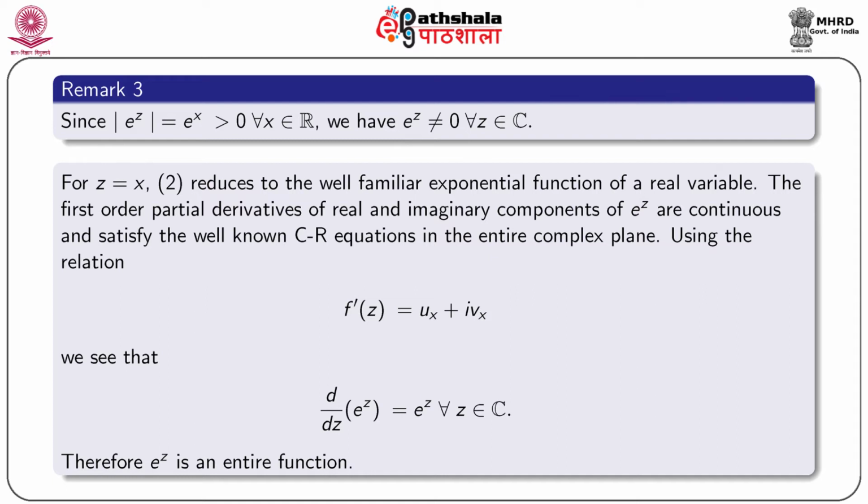The first order partial derivatives of the real and imaginary components of e to the power z are continuous and satisfy the well known Cauchy-Riemann equations in the entire complex plane. So using the relation f dash z equal to del u del x plus i del v del x, we see that d dz of e to the power z equal to e to the power z for any z belonging to the complex plane C. So from this we conclude that e to the power z is an entire function.